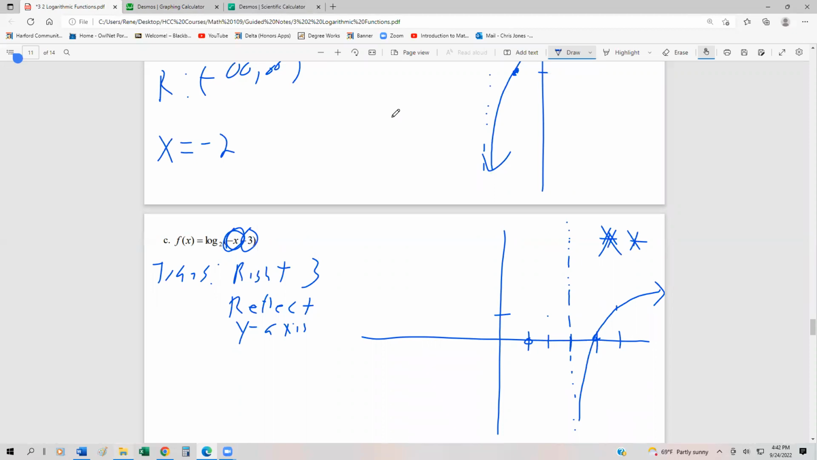The actual graph, and all this over here that I starred, is just for us to reflect. So when we get our final graph, our asymptote is actually going to be x equals -3. We have the point (-4, 0). And then we also should have the point (-5, 1).